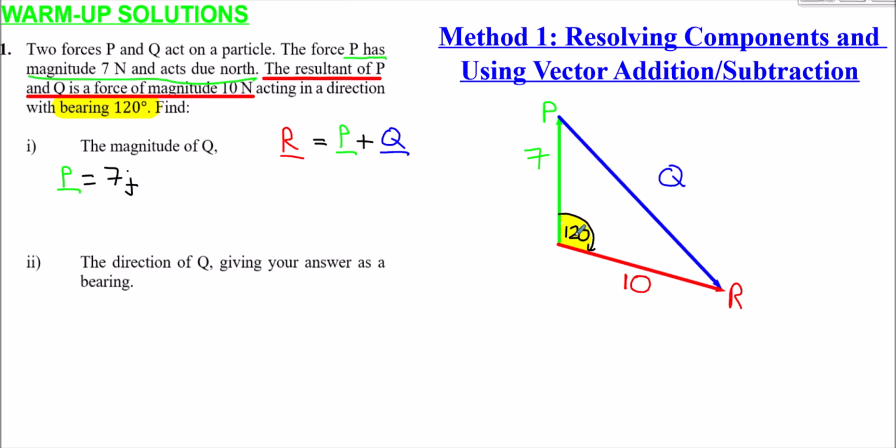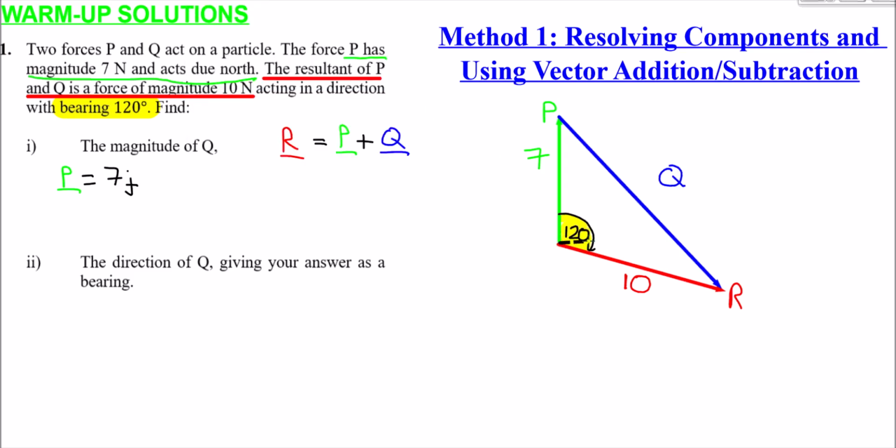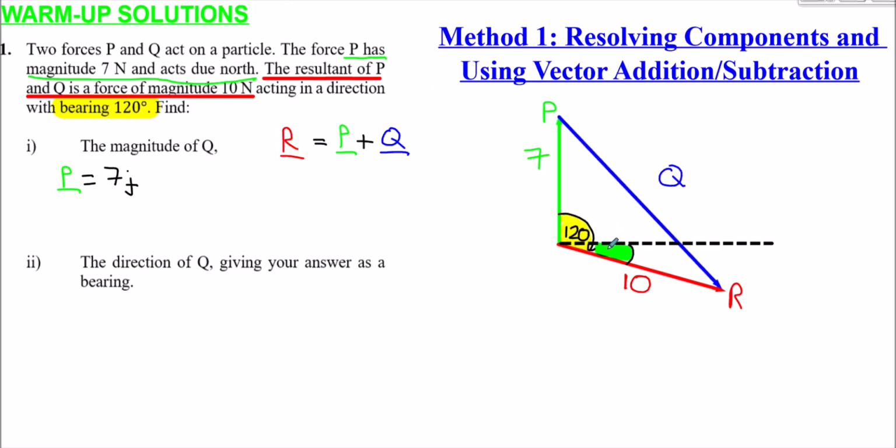Now R, because R's on this angle here, what we can do is section this out into an acute angle. So if I just draw an acute angle here, we can work out quite easily what this is. So if I highlight this in green, for bearing 120, this bit here is a right angle, so it means it goes on a further 30 degrees below the positive x-axis. So this angle here is 30.